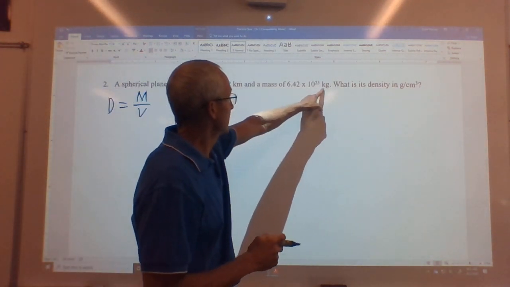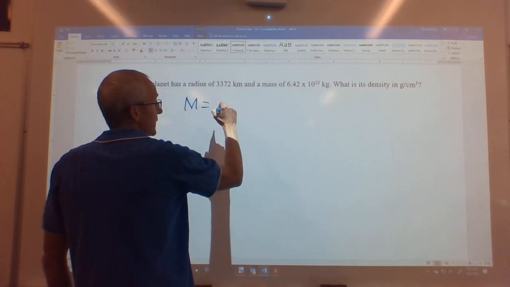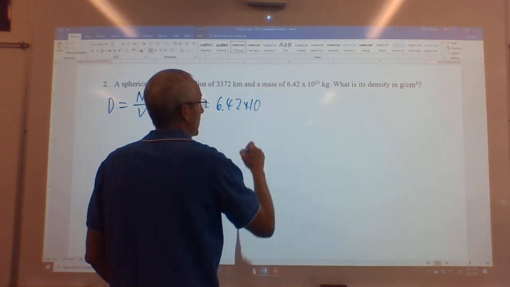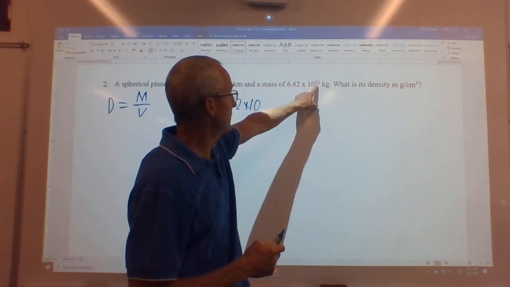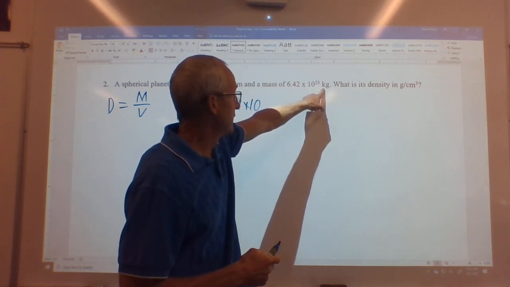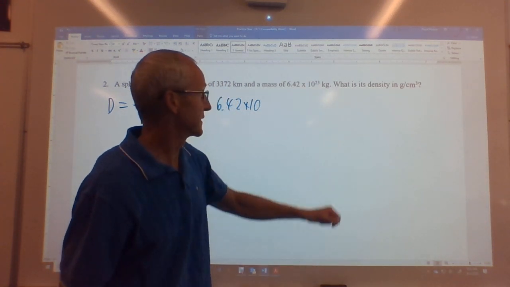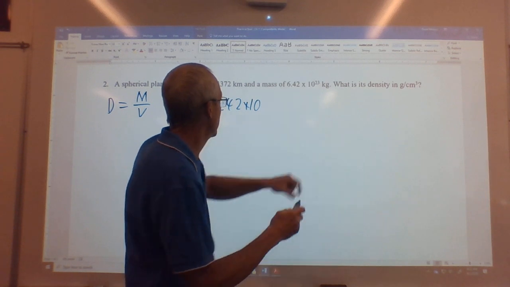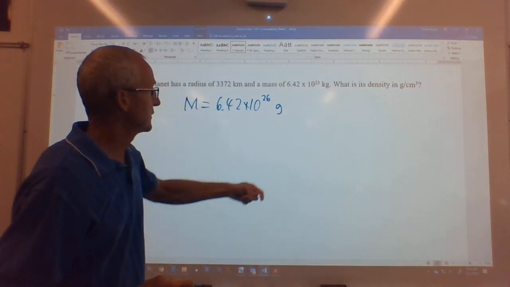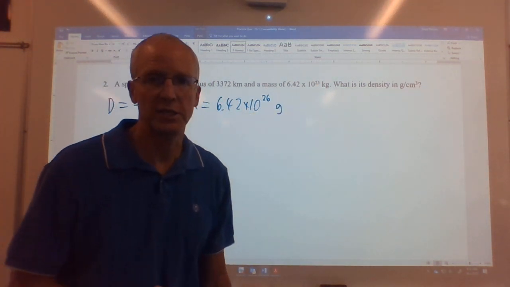Well, the mass is this, but we want it in grams. So let's change that. The mass is 6.42 times 10 to the 23rd kilograms. A kilo means 1,000 grams, so we just have to add 3 to the 10 to the 23rd. This tells you how many zeros to add. So it's just 10 to the 26 grams. All we have to do is multiply this number by 1,000, which means adding 3 to the scientific notation.